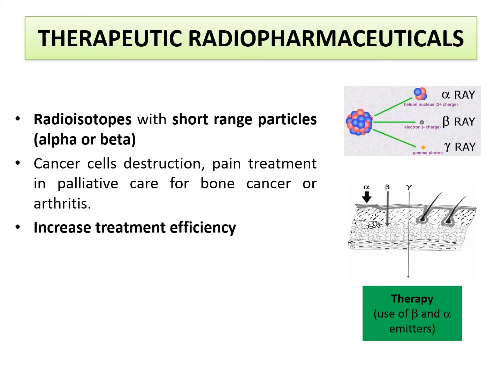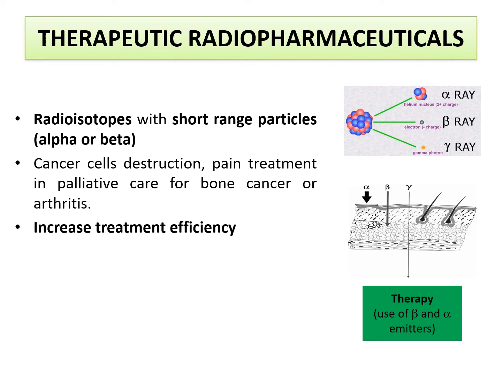So when we are talking about therapeutic radiopharmaceuticals, we use radioisotopes which emit short-range particles. It's going to be alpha or beta, and sometimes people use photon emitters. These radioisotopes lose all their energy over very short distances. Therefore, during their travel, they will cause a lot of damage, meaning cell destruction will happen.